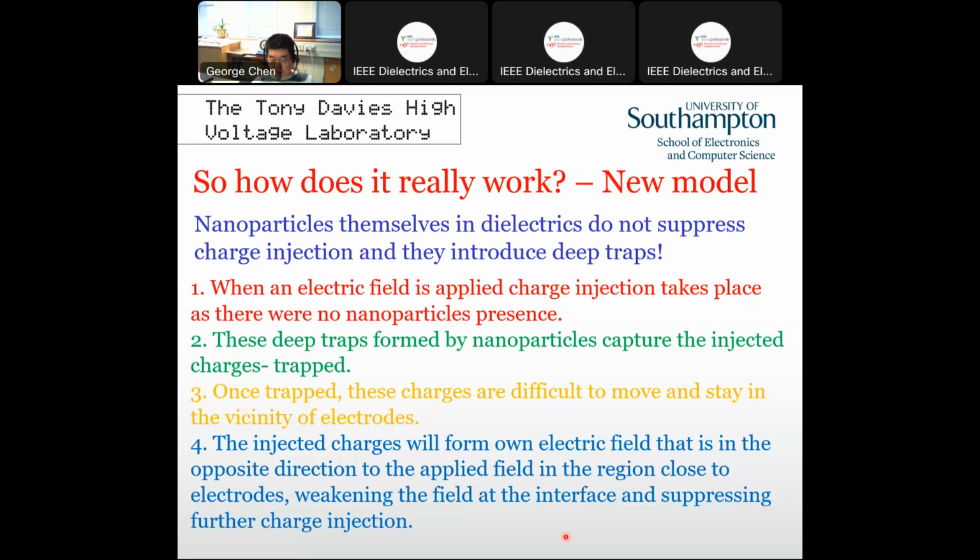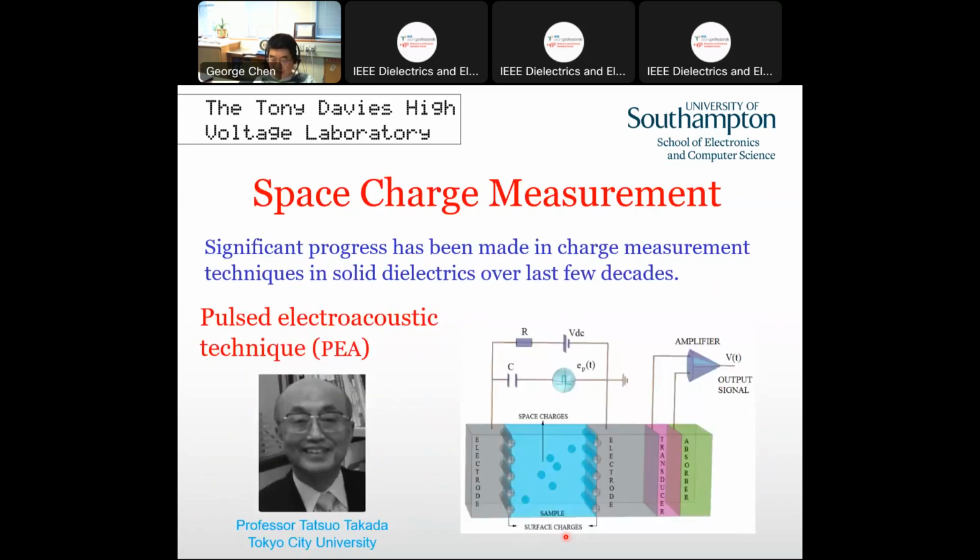To answer this question, we need to look at the principle of the most popular space charge measurement technique, the PEA method. Of course, we all know this method was invented by Professor Takada from Tokyo University in the 1980s. Professor Yasuda Taka has kindly used a graphic to show the principle of this PEA technique. Basically, we apply a pulse electric field, and this pulse electric field will interact with the charge and generate an acoustic wave, and that wave will transmit to the transducer, and we will be able to monitor the response of that charge.